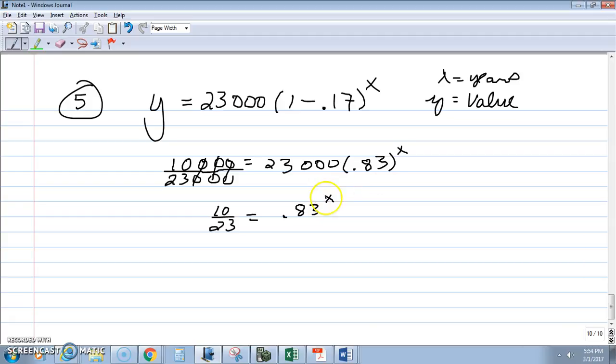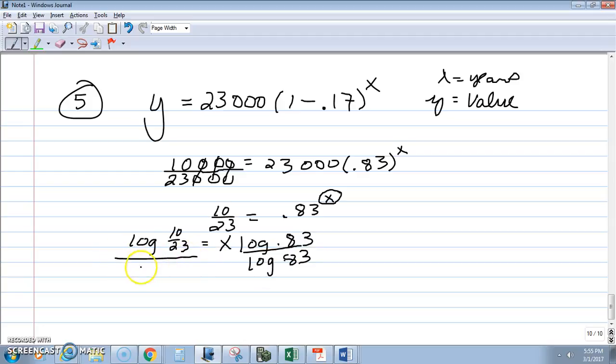Okay, now when a variable is in the exponent, we know we have to do a log to get that variable out of an exponent. So we need to take the log of both sides. So we need the log of 10 over 23 is equal to, now that x comes down, x times log of 0.83. The log of 0.83 is just a number, so I'm going to divide both sides because it's x times there. I need to get x by itself. Divide both sides by the log of 0.83. And that should give me my approximate years. I'm betting it's not going to be a wonderful number.